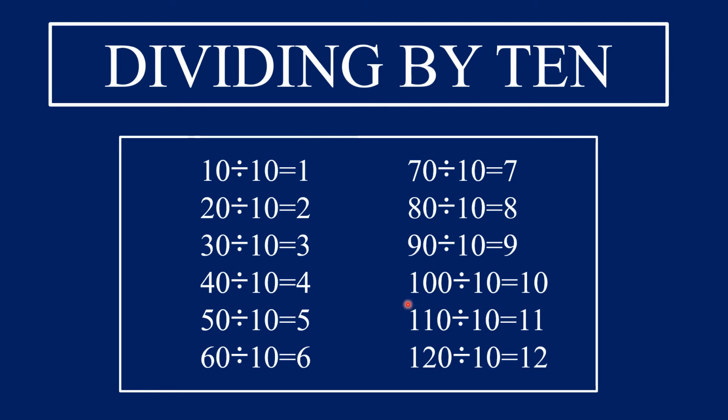When we get over here to 3-digit numbers, we still just have to drop that 0 in the ones place. So 100 divided by 10, we just drop that 0, our answer is 10. 110 divided by 10, we drop that 0, so our answer is 11. Working with these numbers that end in 0 and dividing by 10 can be a lot of fun because all you have to do is just drop a 0.